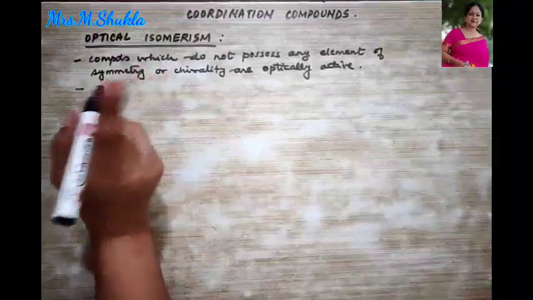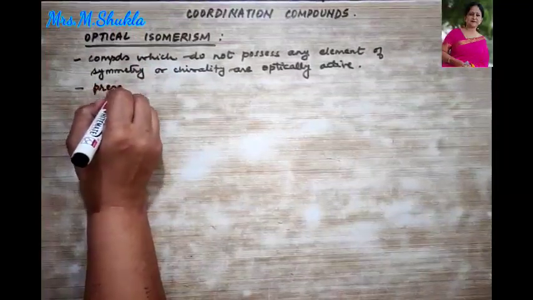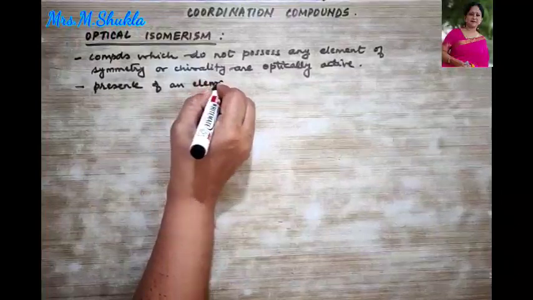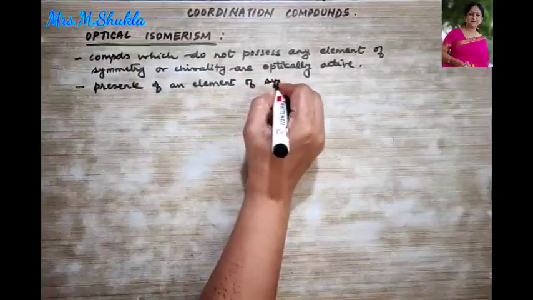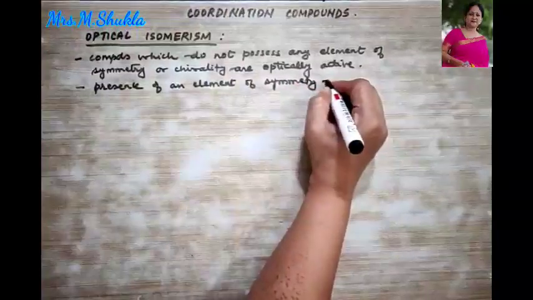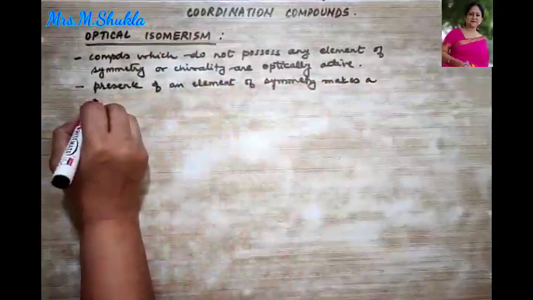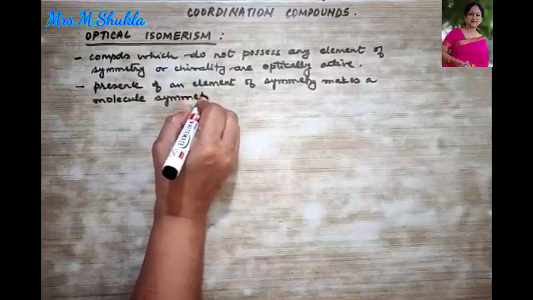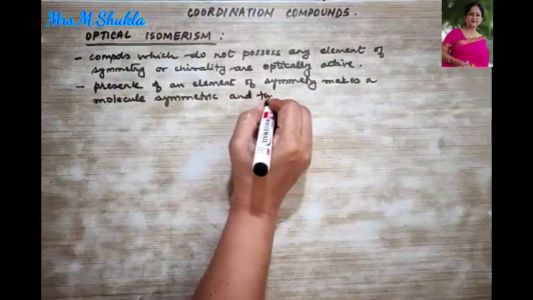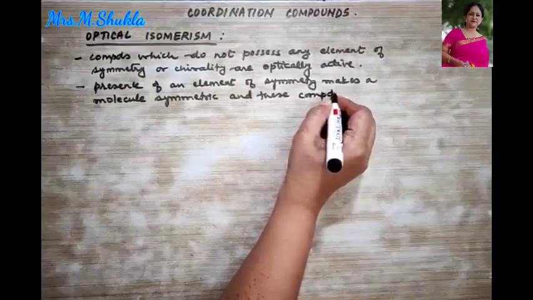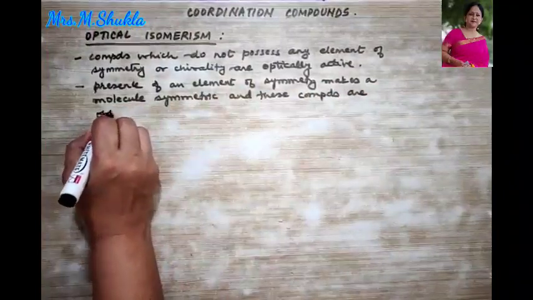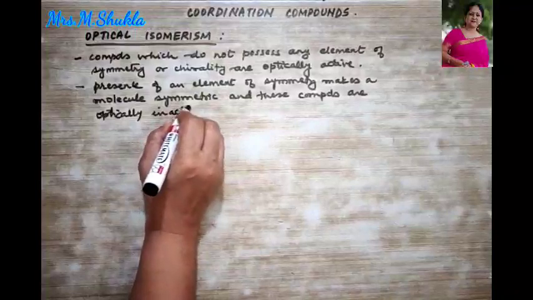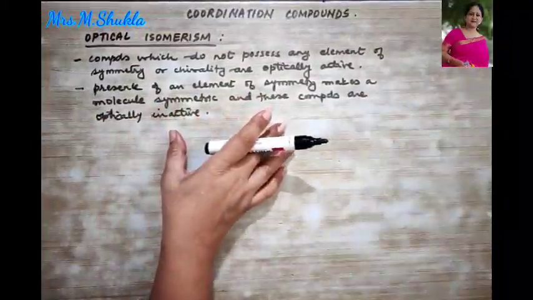Second point, the presence of an element of symmetry makes a molecule symmetric, and these compounds are optically inactive. Okay, so the presence of an element of symmetry makes a molecule symmetric, and these compounds are optically inactive. Fine.